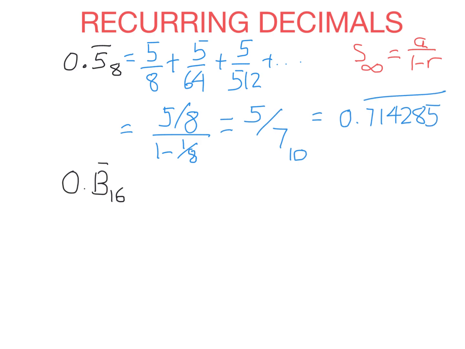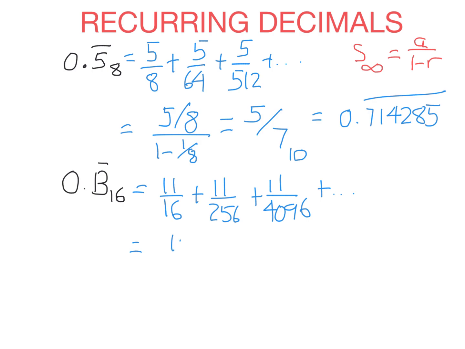So let's look at 0.b recurring in hexadecimal, or base 16. Remember that b in base 16 is equivalent to 11. So this is 11 over 16 plus 11 over 16 squared plus 11 over 16 cubed and so on. Because it is recurring, it follows this pattern forever. This is another limiting geometric series.